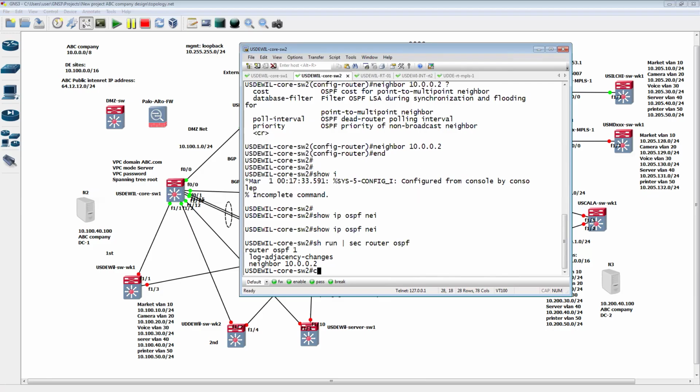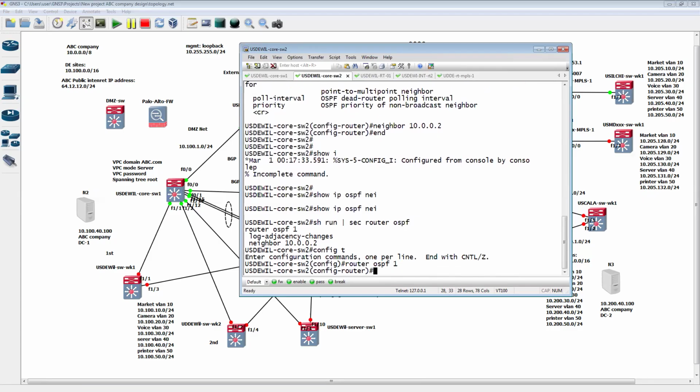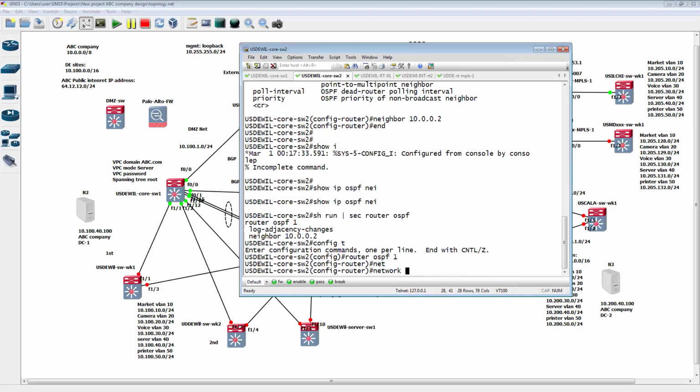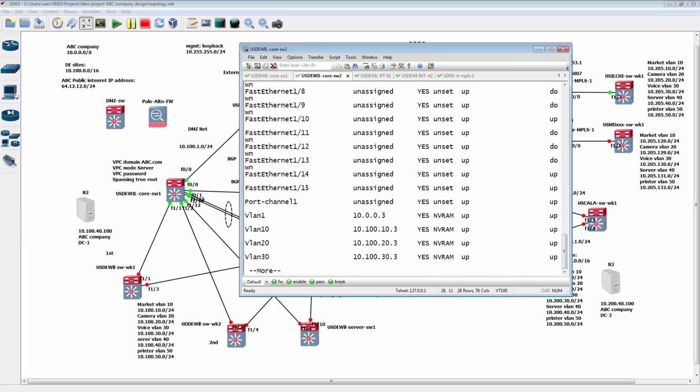Okay, so now in here, same thing again. Router OSPF 1. In this case, we want to advertise the loopback first instead of the direct connect, the VLAN 1. Let's see what the behavior is. So network, I don't have an idea. Let's see show IP interface brief first. We want to see what the loopback is in here. I forgot. Okay, what is the loopback?